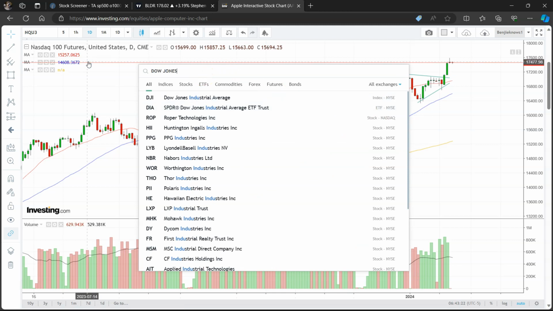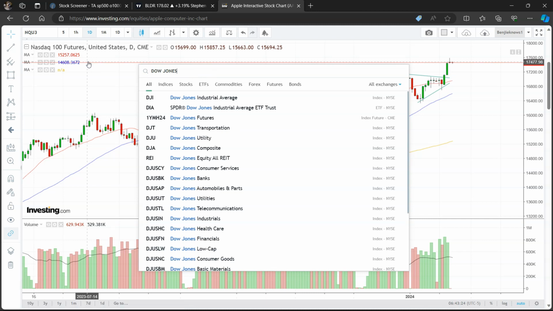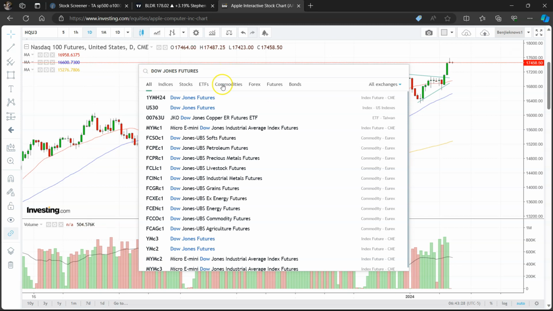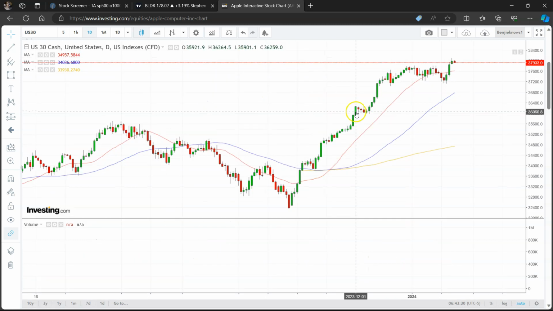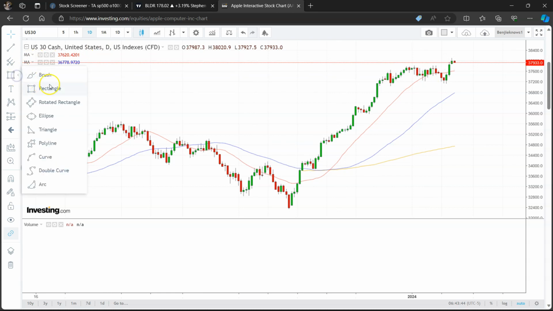Let's look at the Dow Jones futures. I'm using investing.com. You can use whatever platform or charting you want. A lot of people use TradingView, but I like to use investing.com because it's free, and TradingView, I think they only give you 2 indicators only.